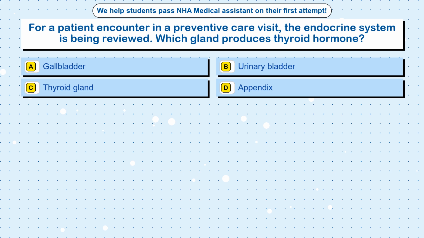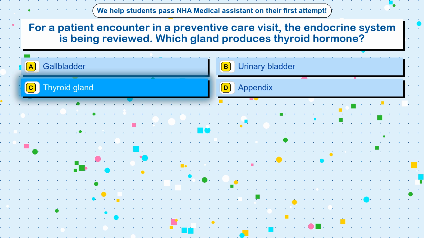Question 60. For a patient encounter in a preventive care visit, the endocrine system is being reviewed. Which gland produces thyroid hormone? Option A, gallbladder. Option B, urinary bladder. Option C, thyroid gland. Option D, appendix. The correct answer is option C, thyroid gland.